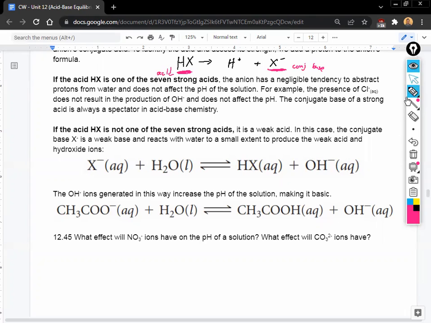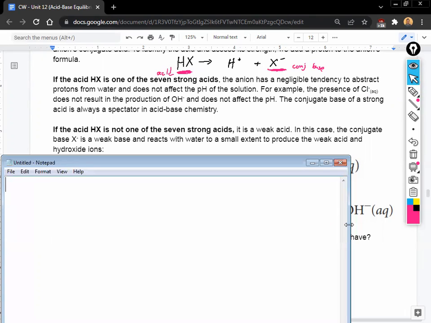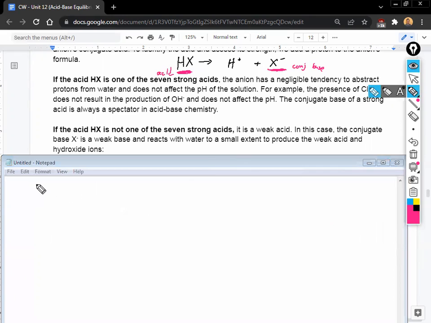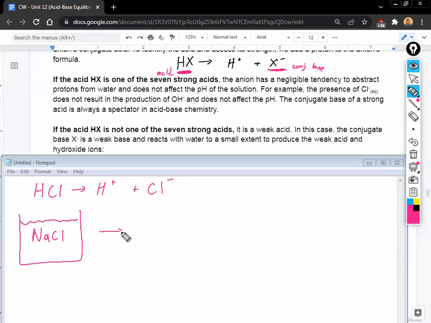So let me give you an example of that. I'm going to pull up a notepad real quick. Okay, so let's say, for example, let's look at HCl. We know that HCl is a strong acid and it breaks down into H plus and Cl minus, right? Now there are some salts that contain Cl. So a good example is table salt, NaCl. Now we said earlier that if we put different chemicals into solutions, even if they're not an acid or base, it can make the solution acidic or basic, right? So if I put table salt, NaCl, into a solution, it's going to break down into Na plus and Cl minus, right? And so the conjugate base that we have is Cl minus, because it's the conjugate base of a strong acid.